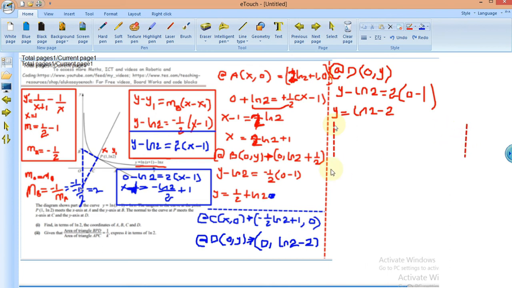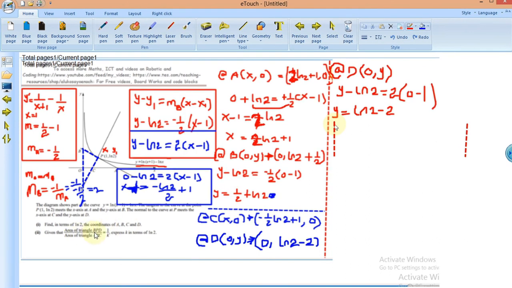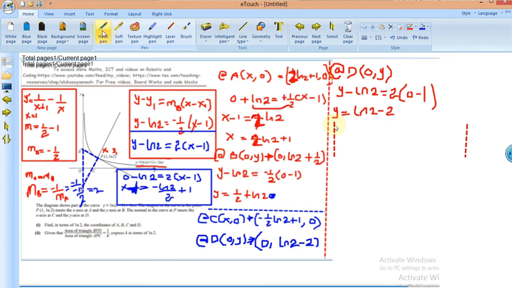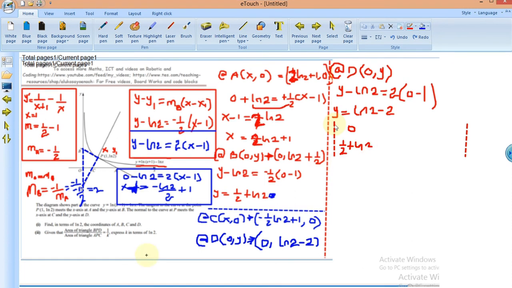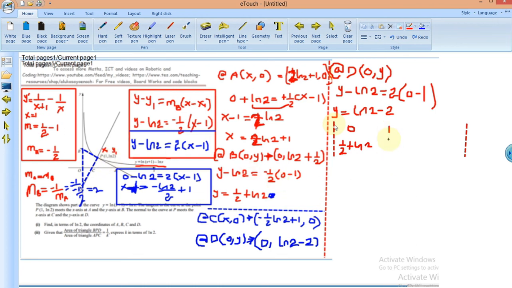Now for the first one, I'm going to work with this numerator here. What's the coordinate for B? B is 0 comma half plus ln 2. You write the x coordinate first, 0, then the y coordinate down, that is half plus ln 2. That is the coordinate for B, because we want to do BP, then the next coordinate is P. The coordinate for P is 1 comma ln 2. So 1, then ln 2.